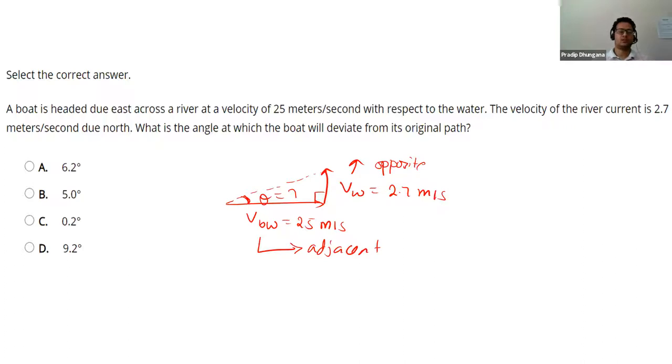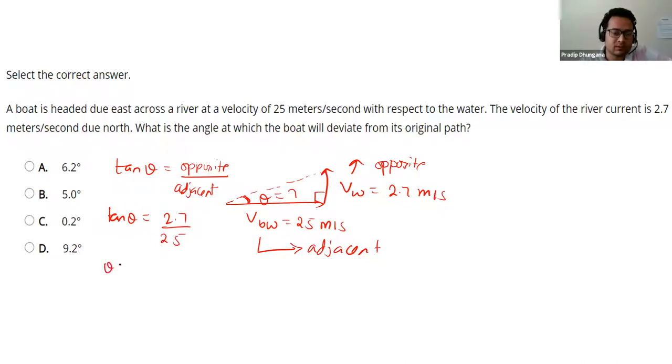Okay, so the answer is, we'll use tan, tangent. That is the correct choice here. Tangent theta, that angle, is your opposite, or your BW, over adjacent. And then tan of theta, opposite is your 2.7 over 25. So to calculate the angle, we have to take the inverse. So the angle theta is tan inverse 2.7 over 25. And then we have to calculate that value, tan inverse 2.7 over 25.